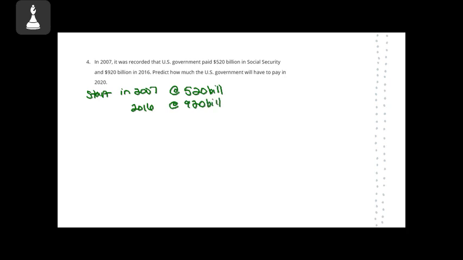So we know our starting value is $520 billion. And we know we're increasing here. So let's figure out how much we increased by. 520 to 920 is a difference of $400. And from 2007 to 2016 is a difference of 9 years. So when I do that division, I get 44.4 billion per year. So I'm going to add 44.4 billion every year. But remember that this is years since the start, 2007.